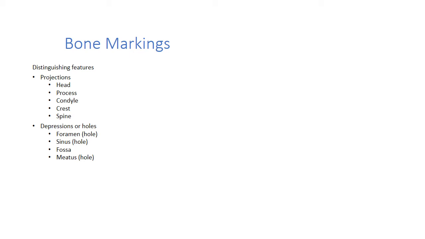We can talk about depressions or holes in bones. Foramens are usually large holes that facilitate the passage of nerves and blood vessels. For example, the foramen magnum is where the spinal cord connects to the brain. Sinuses, which can be found in the skull, make the skull lighter and actually allow the voice to resonate. So we have a bunch of different sinuses in the skull. When we talk about the structure of the skull, you'll see pictures showing the different sinuses.